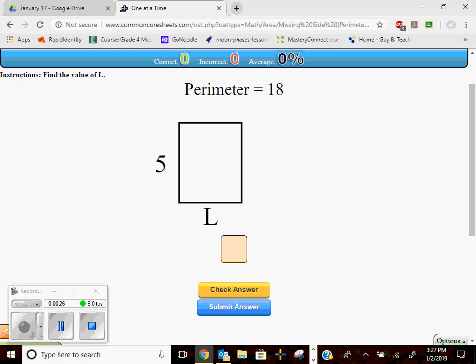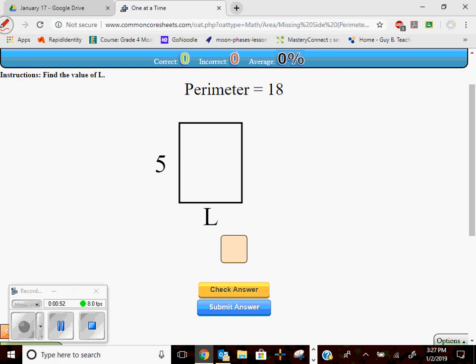Now let's review the difference between area and perimeter. Area is the measurement of the inside of the shape, whereas the perimeter is the measurement of the outside of the shape. So the formula is different. For perimeter, it is P equals side plus side plus side plus side. However many sides it has, you're just adding them all up.